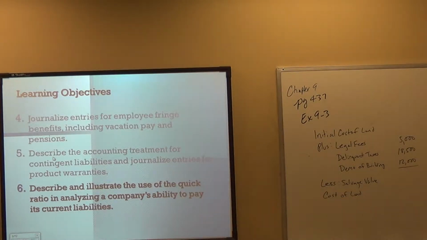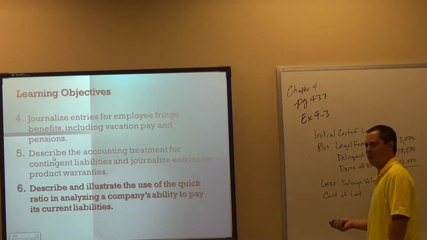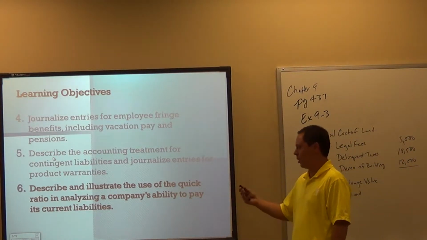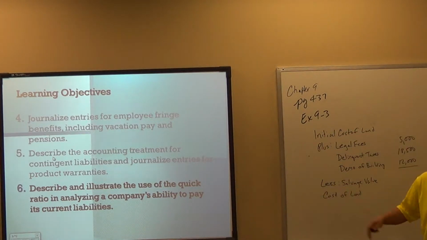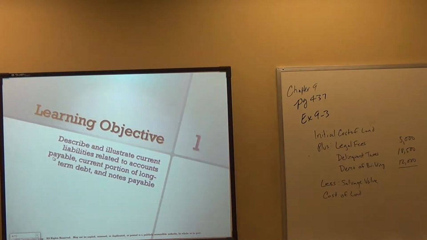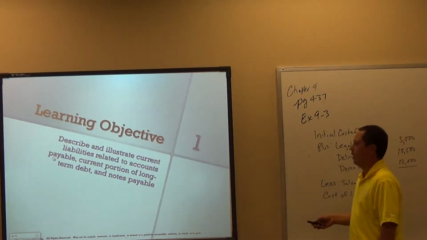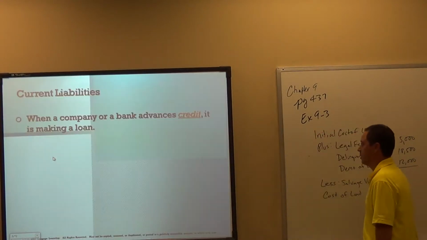Describe and illustrate the use of quick ratio in analyzing the company's ability to pay current liabilities. We kind of looked at that already, with the working capital and the quick ratio. The one thing that we'll take out, that I'll show you in a few minutes, is the inventory there. So we'll take a look at that. All right. So let's take a look here at liabilities.